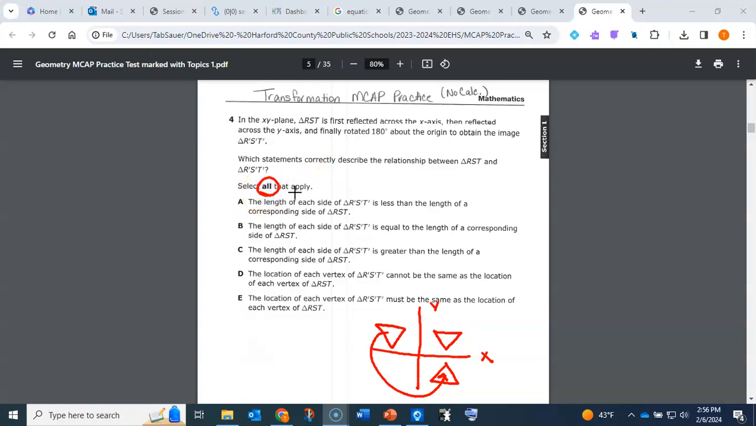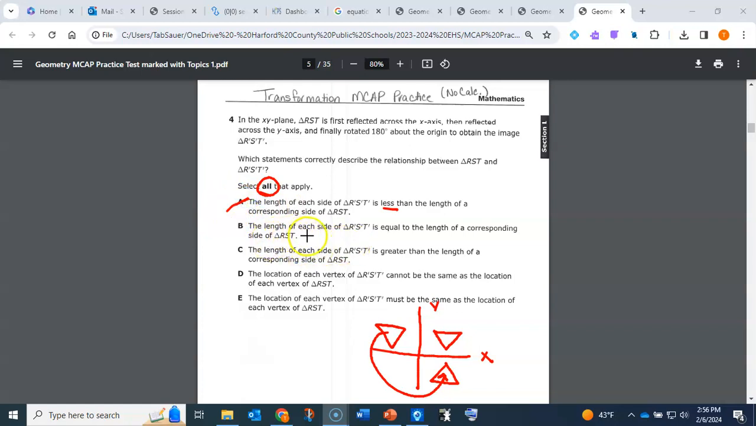So that means there could be more than one answer, so you want to go through them all and make sure you circle all that apply. A: The length of each side of R prime, S prime, T prime is less than the length of a corresponding side of RST. Since it's saying it's less than, that means it shrunk down, so it would be a dilation, and we did not do a dilation in there. We just did reflections and a rotation, so all the sizes should stay the same.